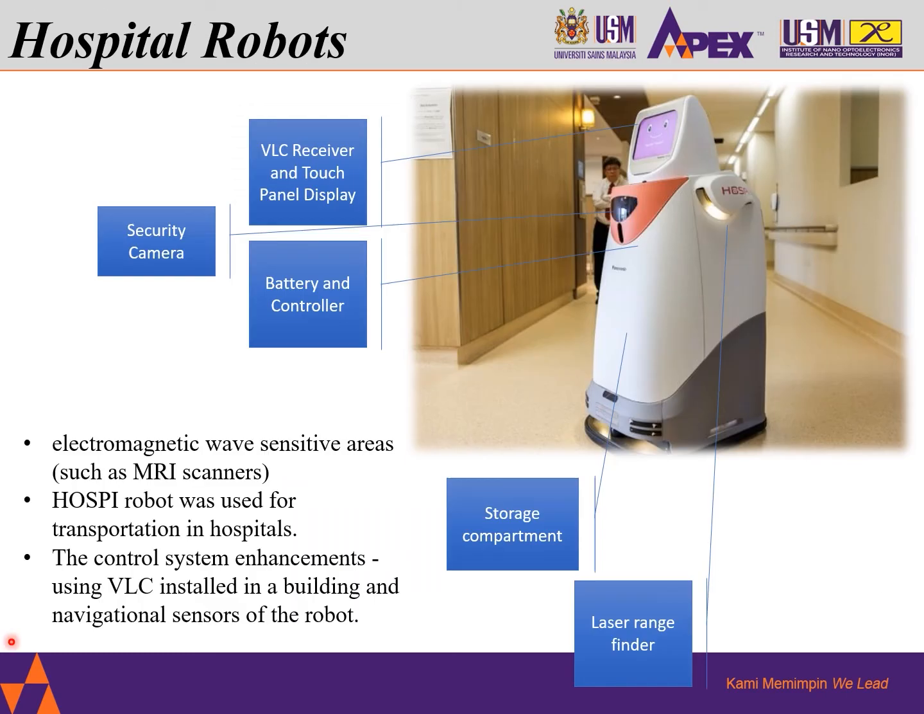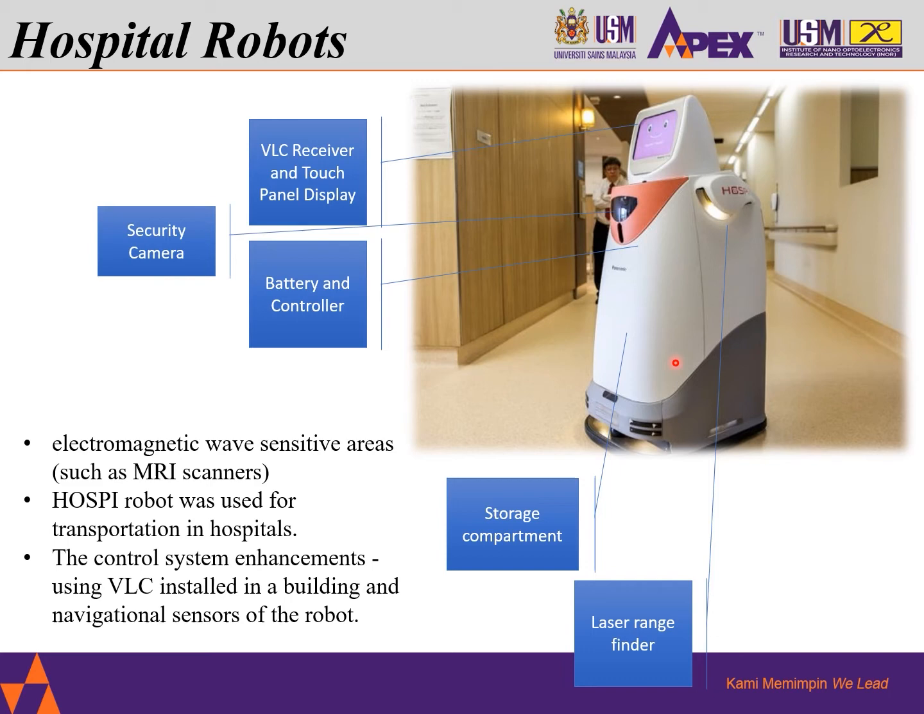Hospital robots. In hospitals, electromagnetic wave sensitive areas such as MRI scanners exist. They are likely to switch to VLC because it will not interfere with the radio waves of other machines. So this is an example of a hospital robot called HOSPI, which was used for transportation in hospitals.